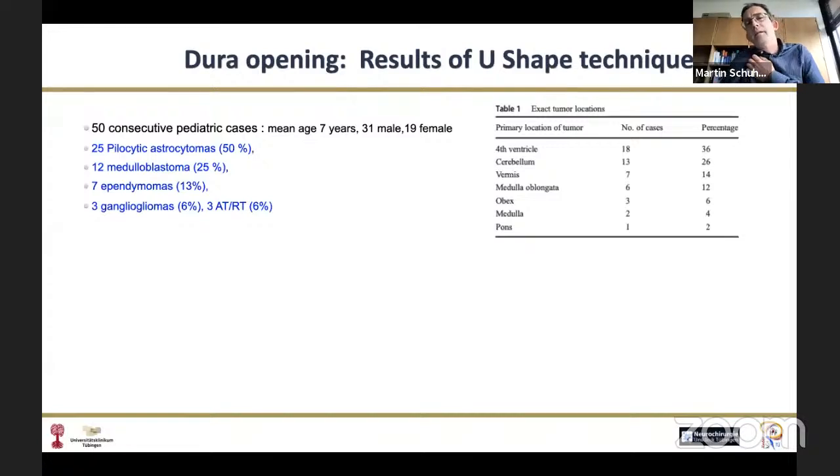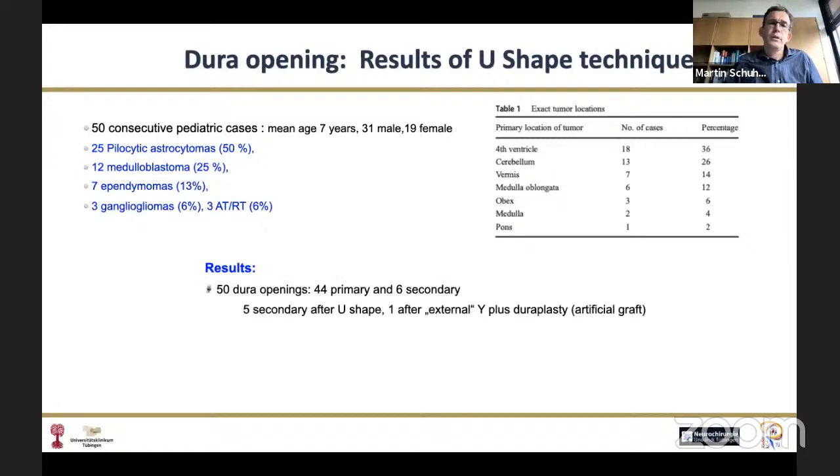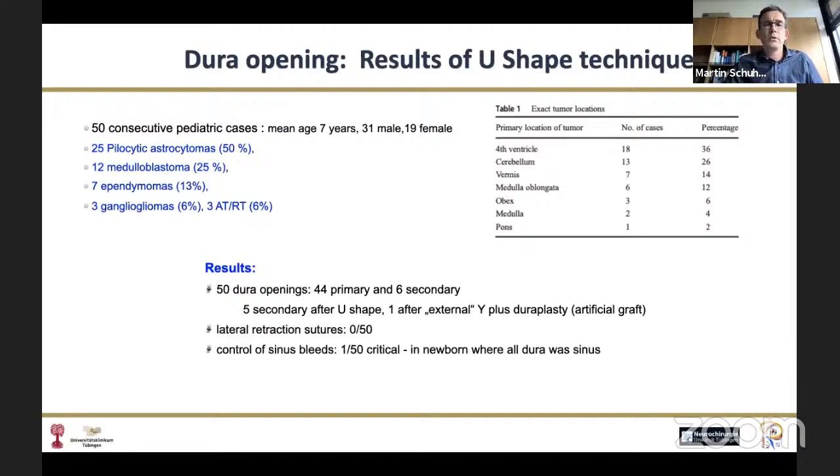We investigated and published this in 50 consecutive unselected pediatric cases in the posterior fossa of different types and different locations. We had 44 primary and 6 secondary openings. One was after an external Y-plasty, all others were secondary after own U-shape opening. No lateral retraction sutures in 0 case.